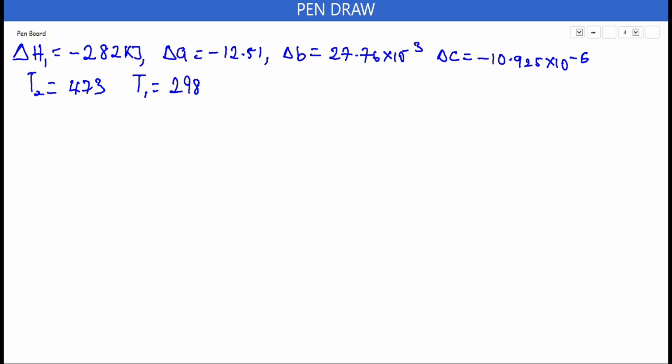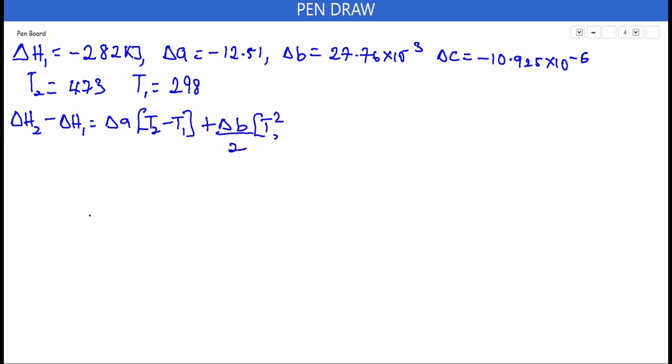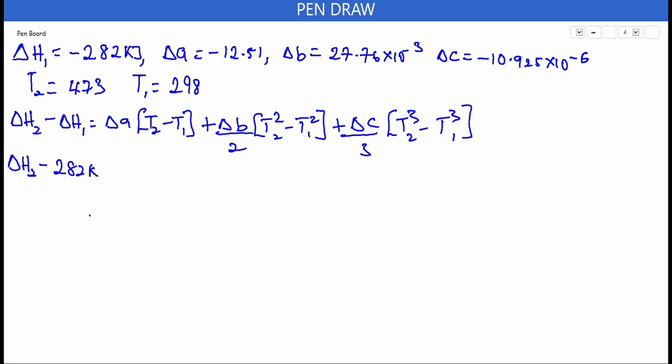298. So we can then recall the formula that says change in H2 minus change in H1 is equal to change in A, open bracket, T2 minus T1, plus change in B over 2, T2 squared minus T1 squared, plus change in C over 3, open bracket, T2 cubed minus T1 cubed. So we can then start substituting. We have change in H2 minus change in H1, which is 282. Don't forget this is in kilojoules.